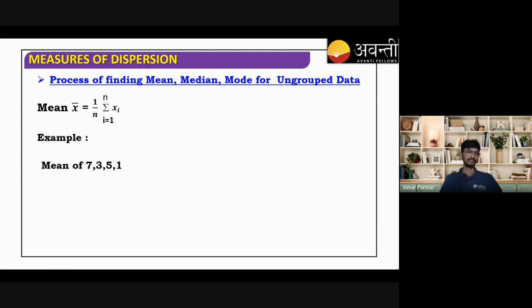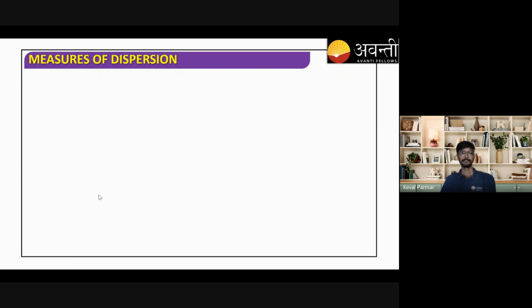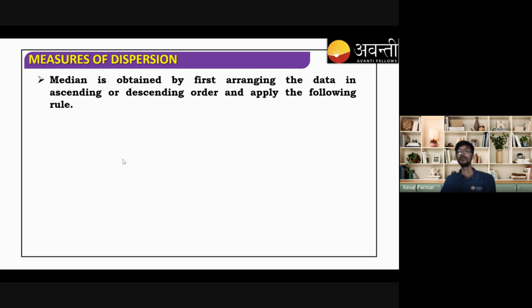So let's take an example. There are four numbers, out of which we have to calculate the mean. So we first find the sum of all observations, 7 plus 3 plus 5 plus 1, upon the total. There are four numbers, so divide by 4. So the mean comes to 4. Correct? Next, median. How do we obtain median?